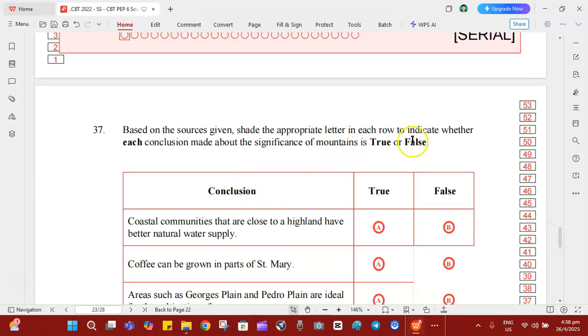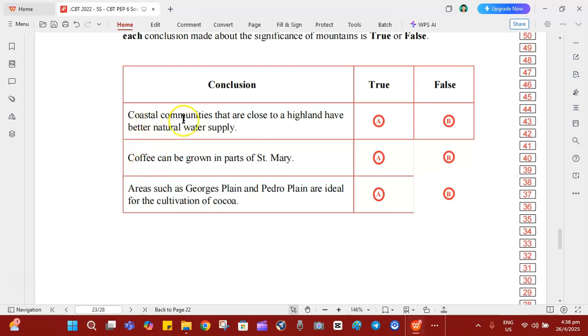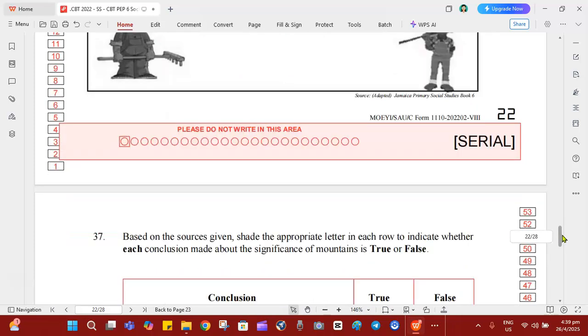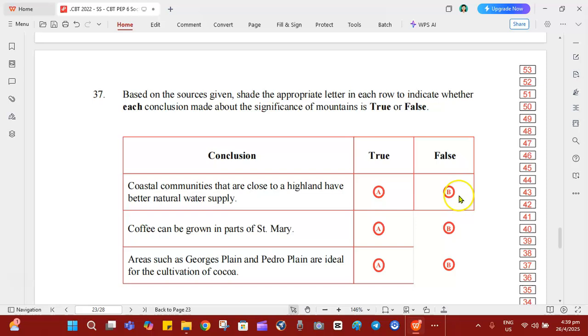Based on the sources given, shade the appropriate letter in each row to indicate whether each conclusion made is true or false. Coastal communities that are close to a highland have better natural water supply. Coastal communities, that's not supported. I don't think it supports that. Never said anything about that in either of the sources. So we could safely say that this one is false, though debatable.